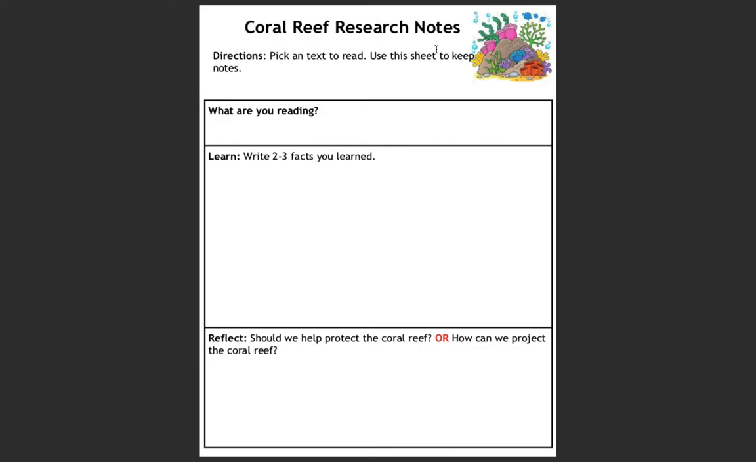So this is our coral reef research notes. Remember, you're going to be filling out one of these every single day this week. The directions say pick a text to read. Use this sheet to keep notes. So the first thing you're going to do is answer the questions. What are you reading? So right in this box, all you're doing is writing the title of the piece of text you're reading. Next, you're writing down all you learned.